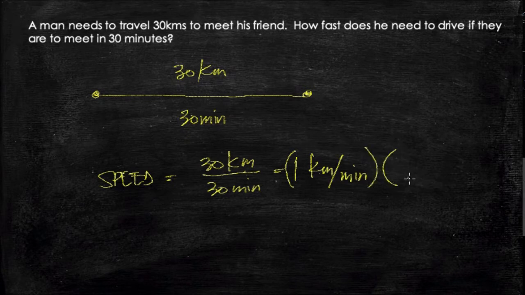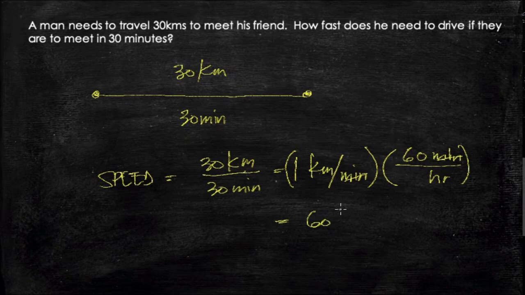So how many minutes in 1 hour? 60 minutes per hour. And the minutes cancel out, so equals 60 kilometers per hour. So, kailangan niya mag-drive ng 60 kilometers per hour.